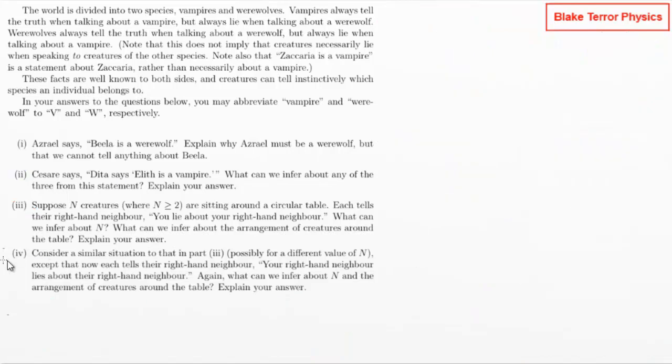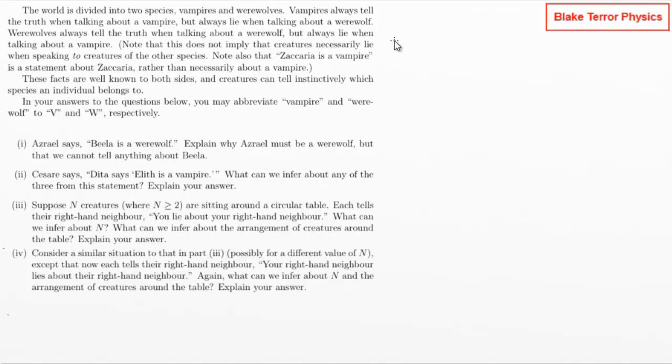Okay, last part then. Consider a similar situation to that in part 3, possibly for a different value of n, except that now each tells their right-hand neighbour, your right-hand neighbour lies about their right-hand neighbour. Again, what can we infer about n and the arrangement of creatures around the table?